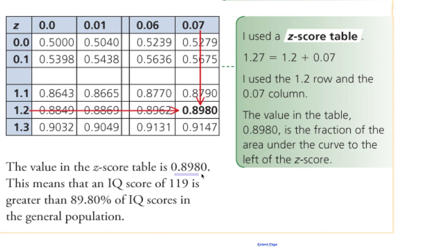Because we have 0.8980, we change that into a percentage to give us 89.8% of IQ scores. So that IQ score of 119 is greater than 89.80% of the IQ scores in the general population.